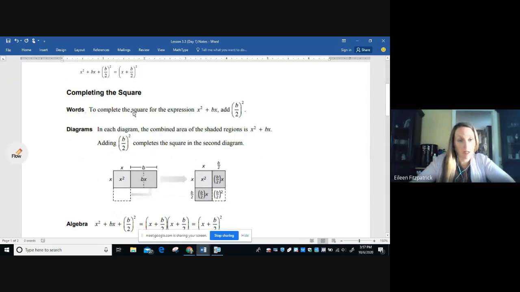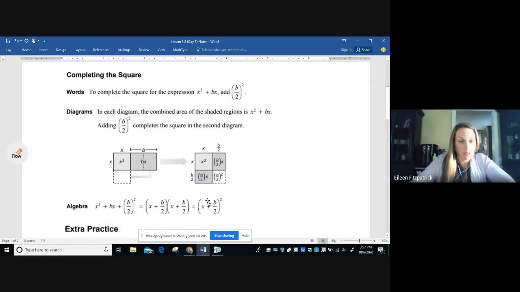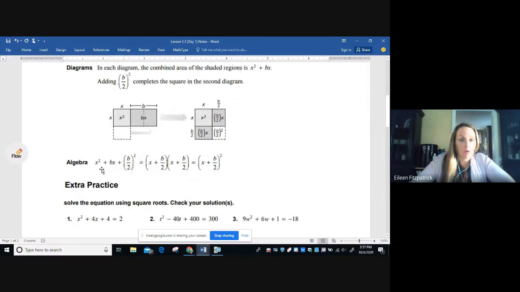In words, to complete the square for the expression x squared plus bx, you're going to add b divided by 2 squared. The diagram is a visual illustration of what we're actually doing when we say completing the square, and then it shows the algebra behind it. When you add b divided by 2 squared, it becomes a perfect square trinomial that factors into x plus b divided by 2 and x plus b divided by 2 again. And since they repeat, we write it as a binomial squared.